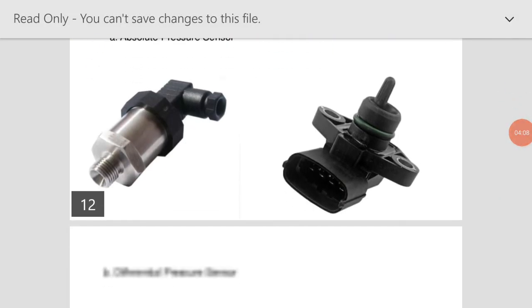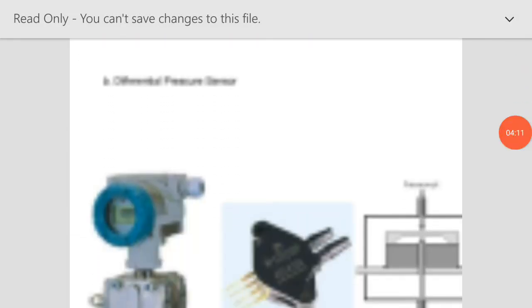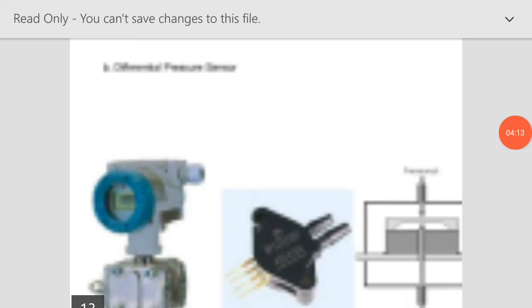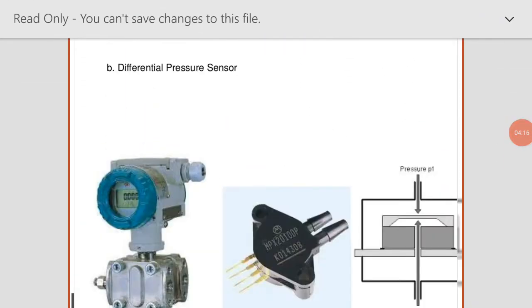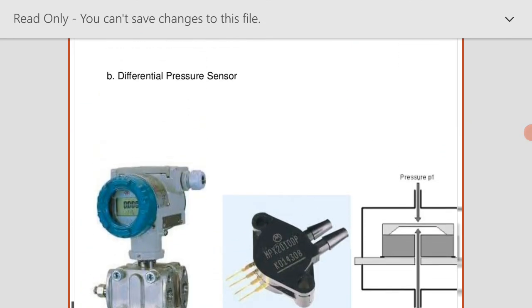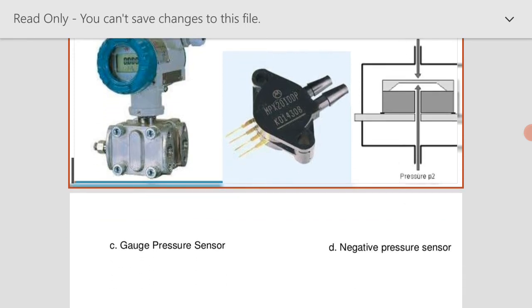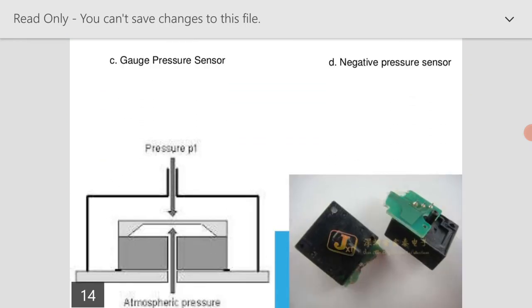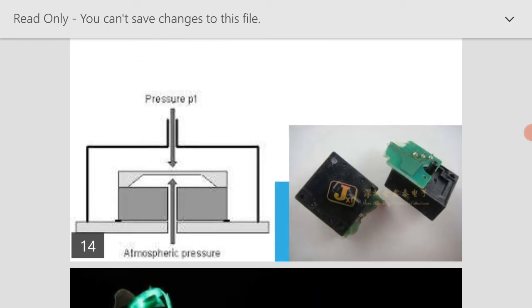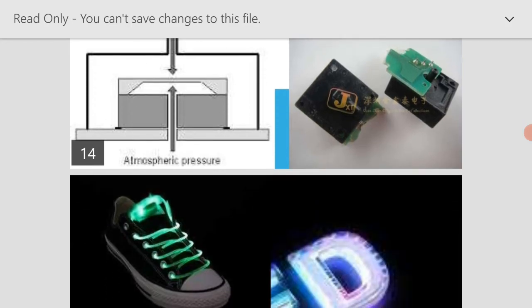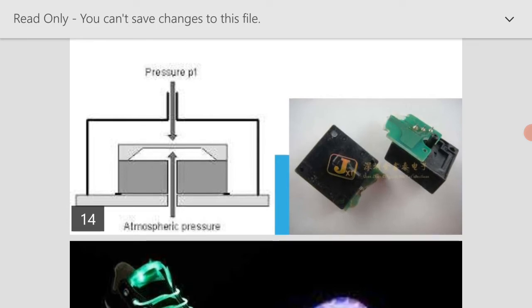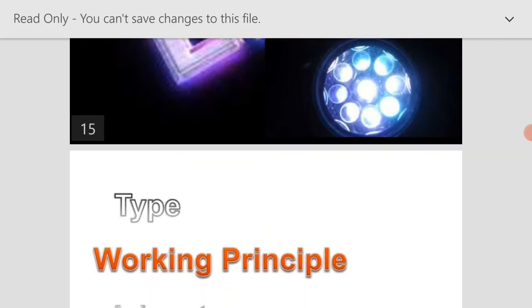It is as shown in the slide. The next sensor type is the differential pressure sensor. The differential pressure sensors are as shown in a slide. The gauge pressure sensor and a negative pressure sensor are also different types of sensors. We show in a slide the ultrasonic pressure sensors. Here the LED, light emitting diode. The different ultrasonic pressure sensors are shown here.